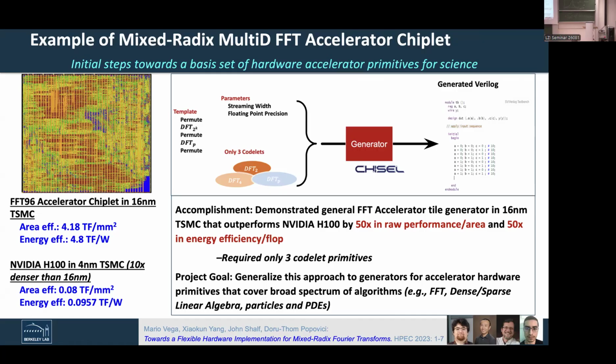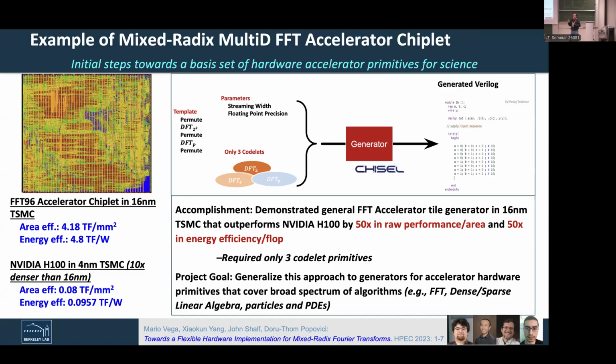That's basically when you do the GDS to extract the power and area, but don't actually tape out because you don't have enough money. But we were able to outperform an NVIDIA H100 that was running cuFFT by a factor of 50 in terms of raw performance per area, and also 50x in terms of energy efficiency per flop. And those numbers were not achieved by the compute part of this. The numbers were achieved by optimizing the data paths, minimizing the data movement.